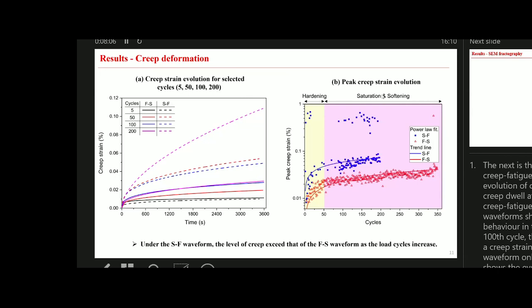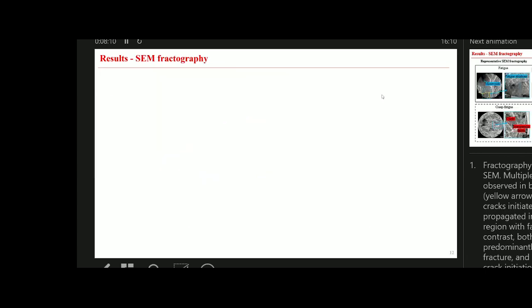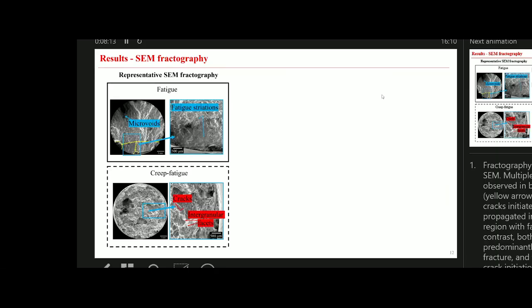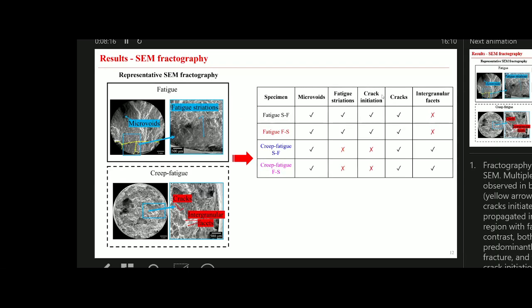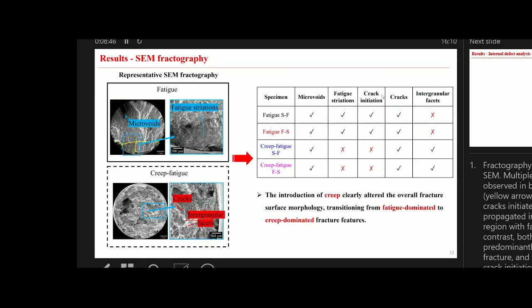So then we try to study the fracture morphology on these samples. So we do the SEM test. Here we show the representative results for the fatigue and pre-fatigue specimen. For the fatigue specimen, we can clearly find the crack initiation site, the yellow arrow in the top left figure, and it initiated near the surface and propagated inward, and leaves a distinct region with fatigue striations. But for the pre-fatigue specimen, the feature is quite different. We cannot find any crack initiation site and fatigue striation sites, but we can clearly see the intergranular phase. That represents that even under the asymmetric load waveforms, the creep will alter the surface morphology, transitioning from fatigue-dominated to creep-dominated features.